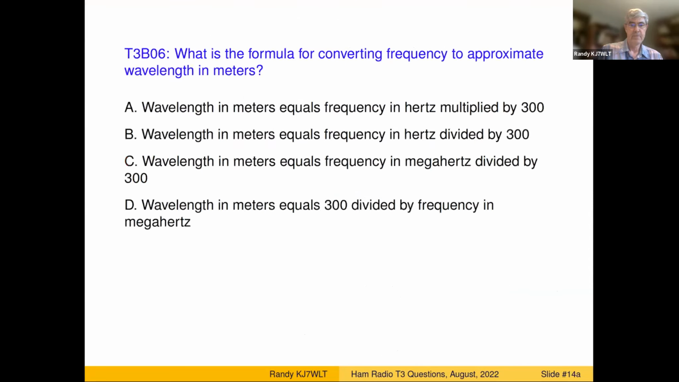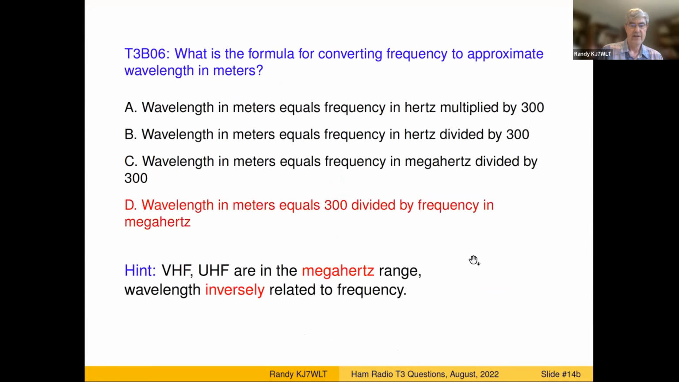Okay, so let's go back to some questions. What's the formula for converting frequency to approximate wavelength in meters? We just saw that. Wavelength in meters is 300 divided by the frequency in megahertz. And maybe one way to remember that is, well, VHF and UHF, the frequencies we're interested in, are usually measured in megahertz. So it's going to be one of the answers that involves megahertz. You can forget about the ones that just involve hertz.